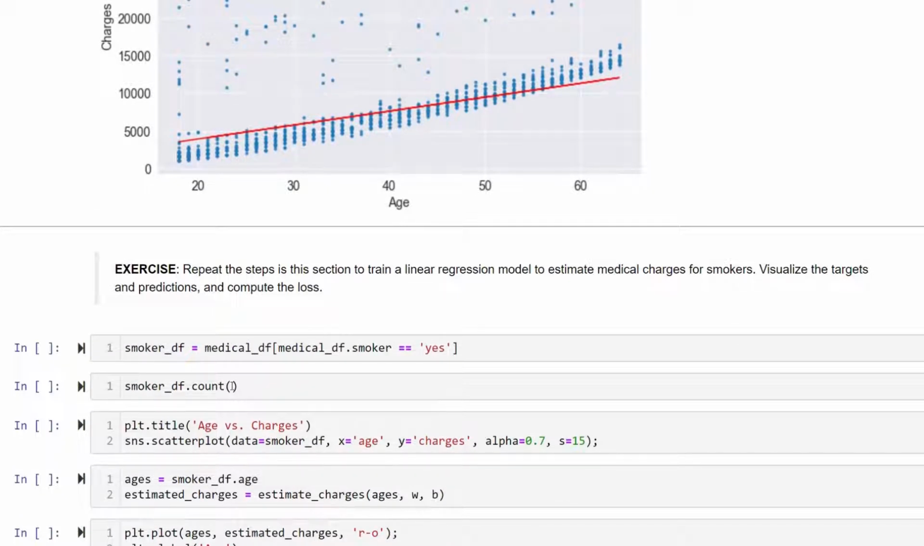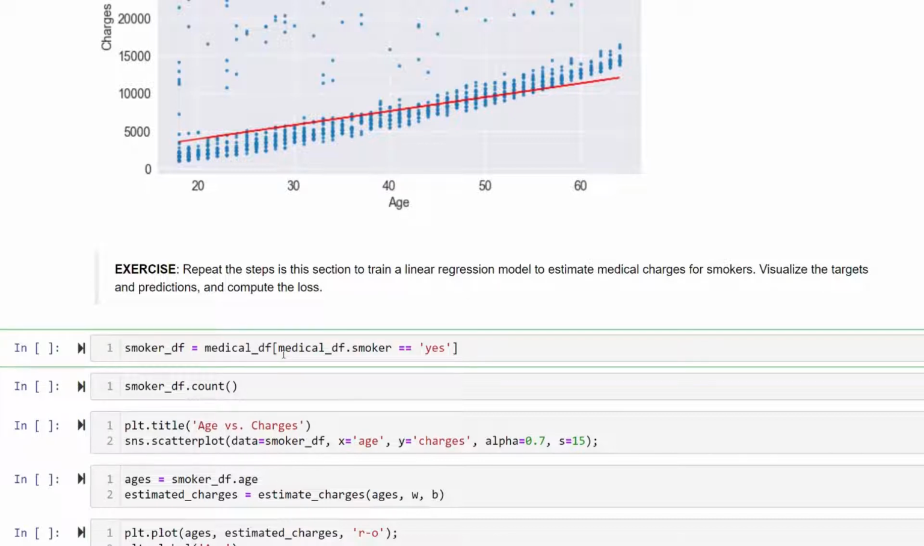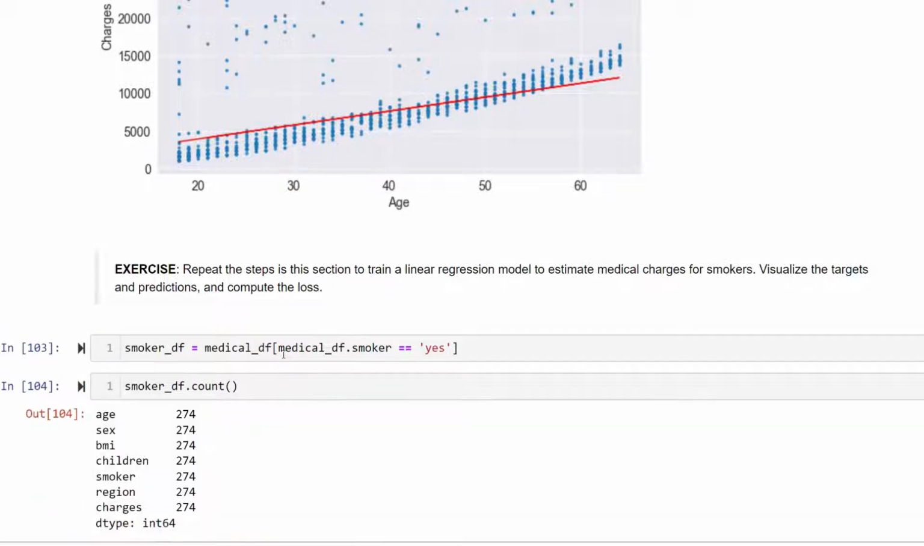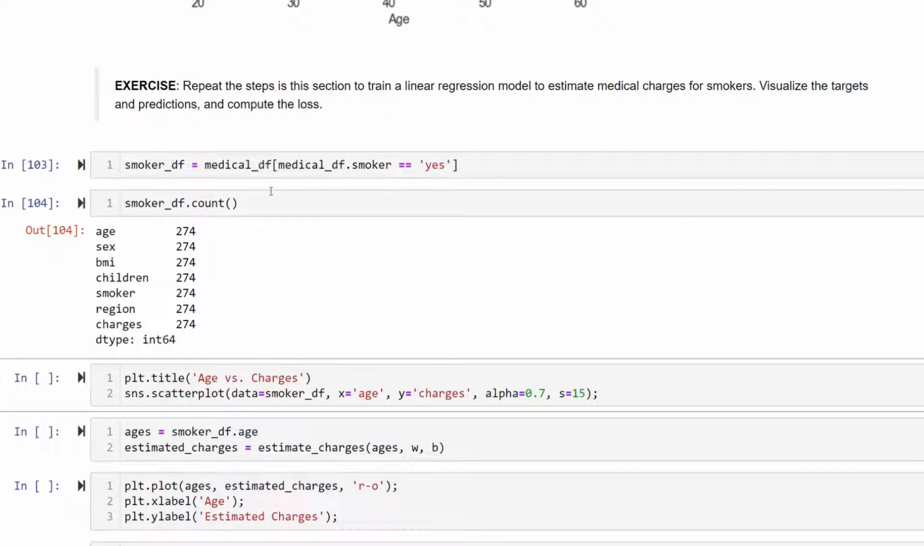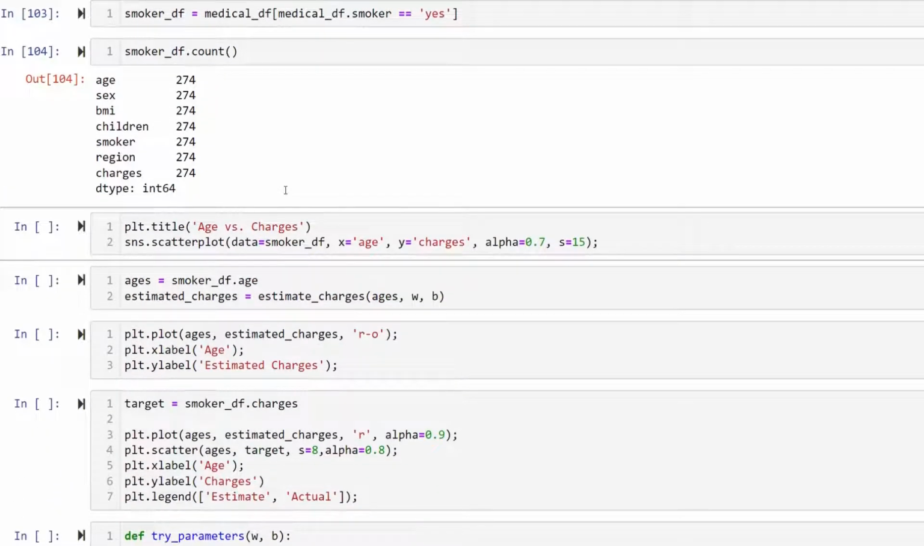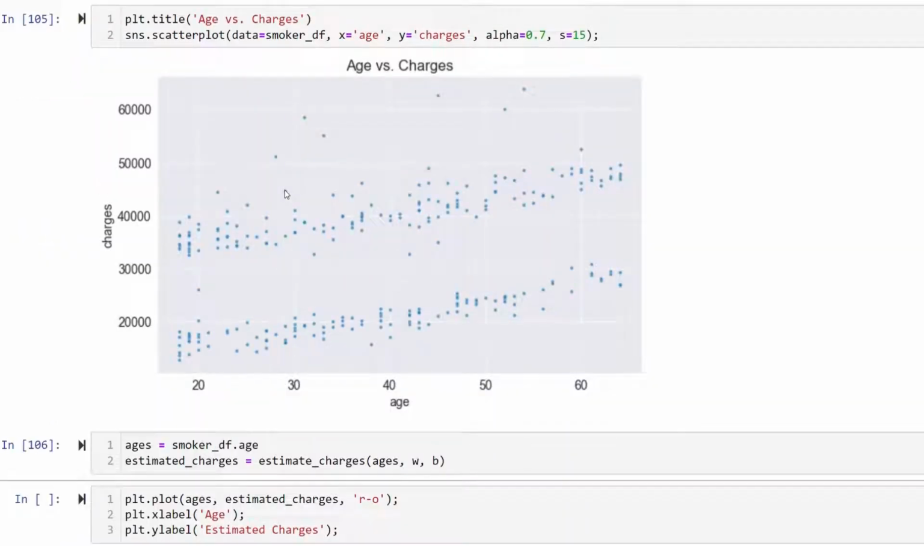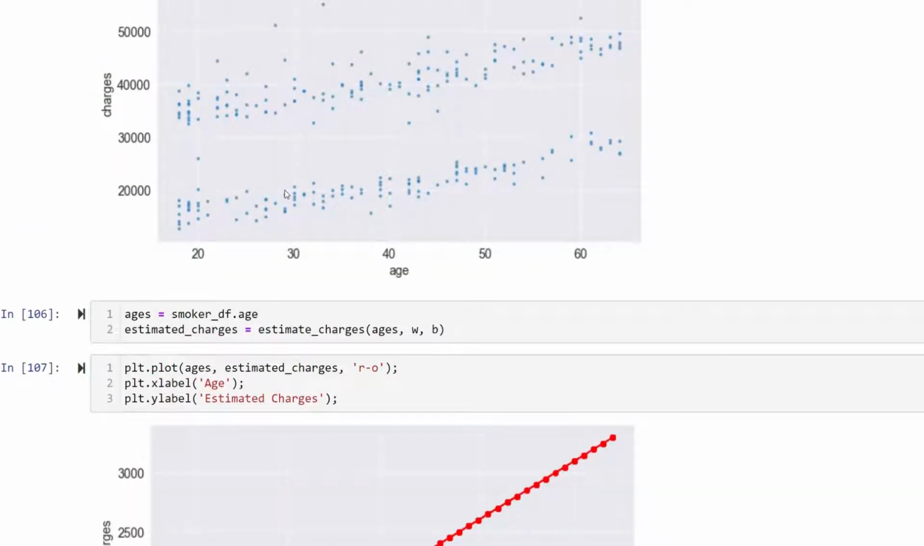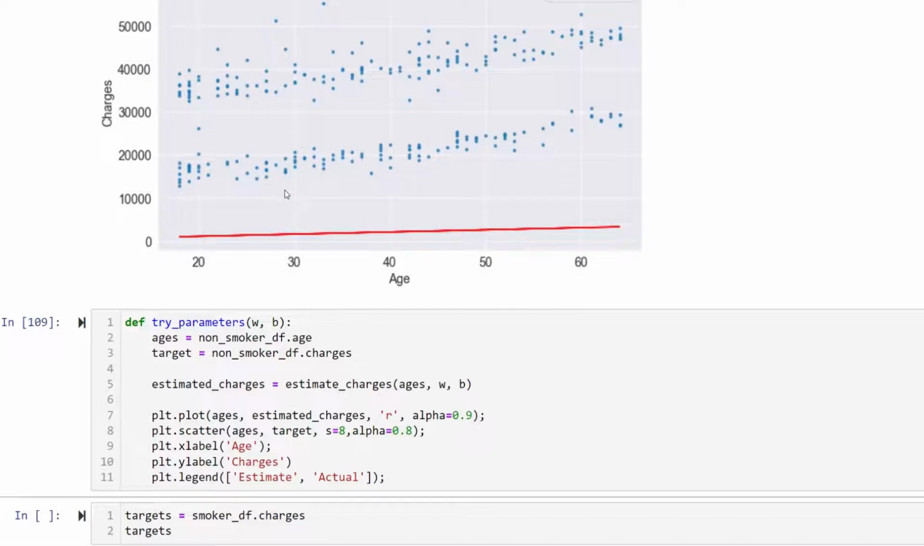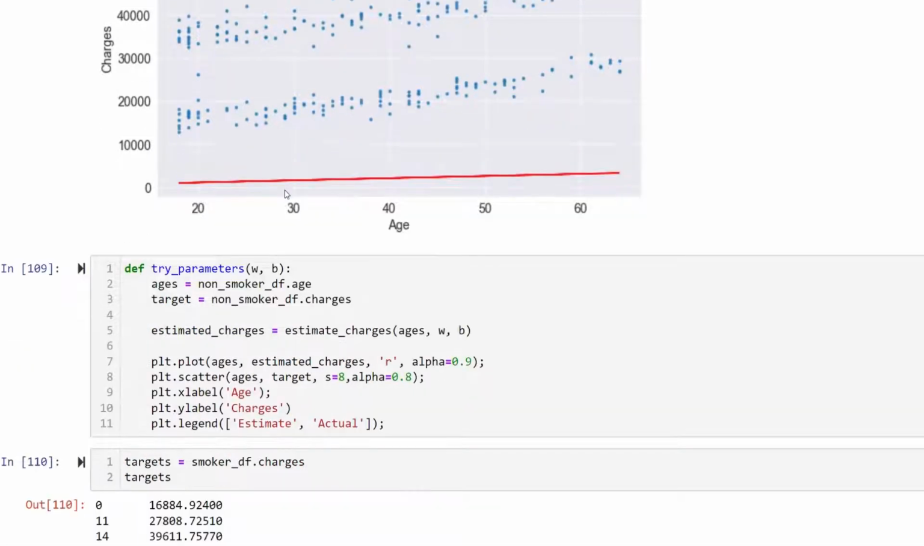in a section to train your linear regression model to estimate the medical charges for smokers, and visualize the target and prediction. So far we have determined for non-smokers. We are going to make predictions for smokers. This was your exercise to do, and I've already done this for medical, and I'm separating the smokers into a separate data frame. I'm plotting the ages versus charges, and I have drawn a line, predicted the W.